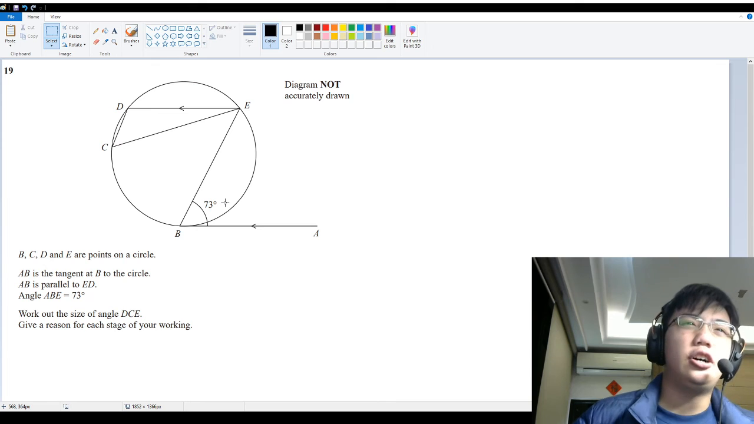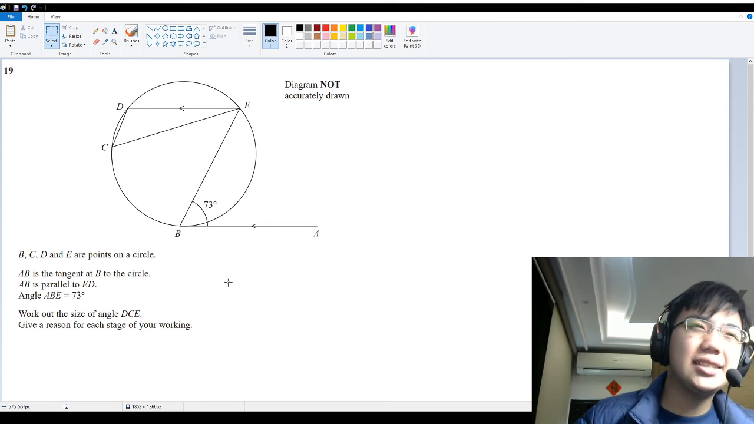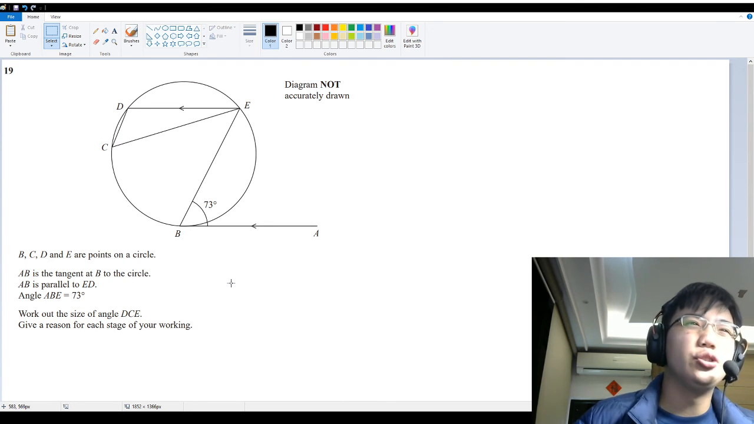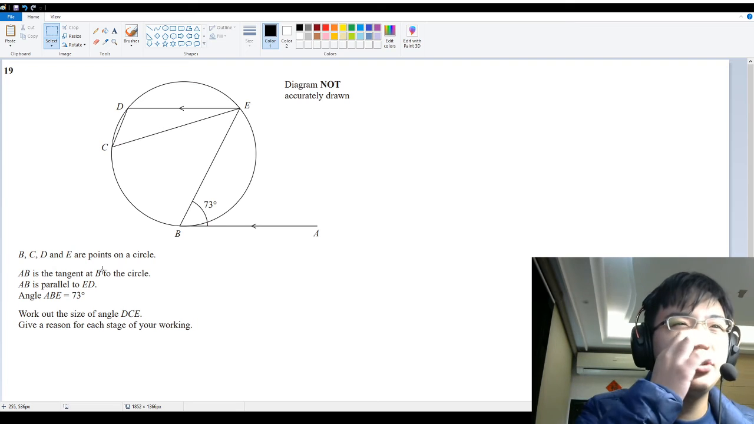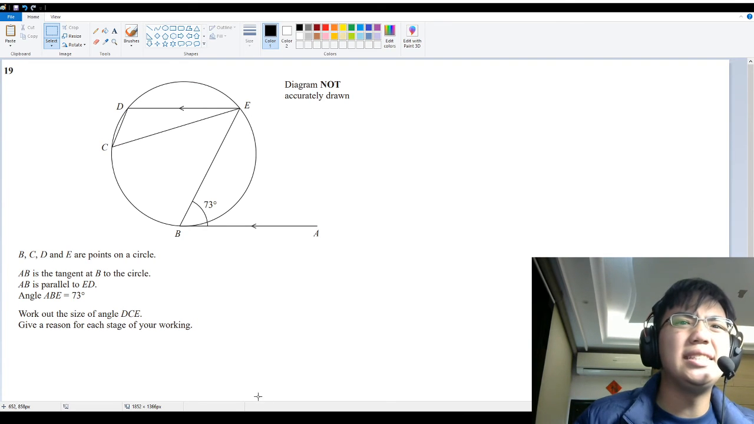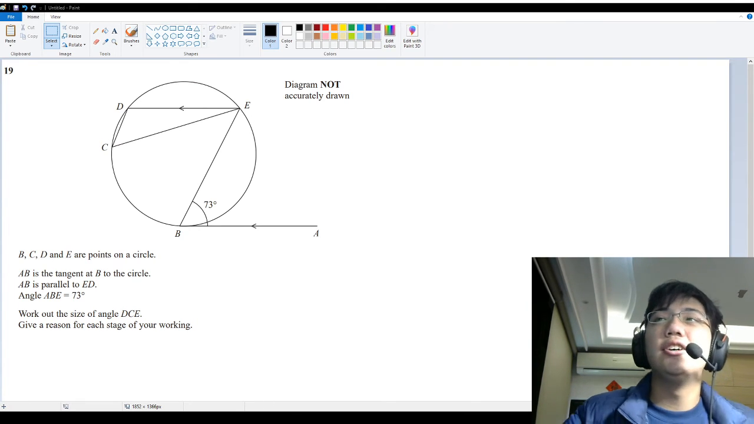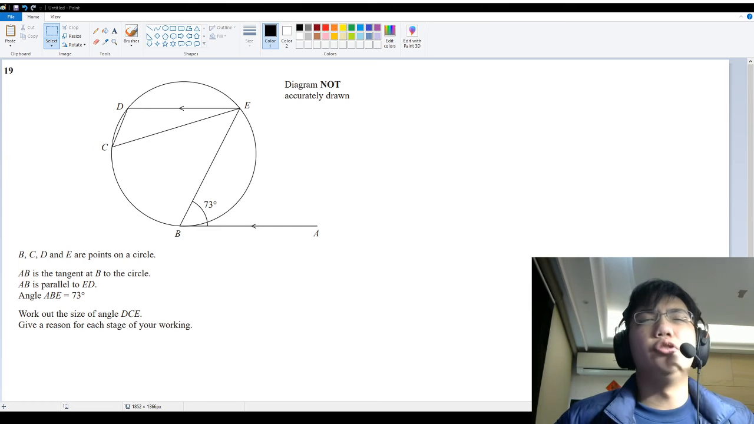On to question 19, which I've already pasted onto this MS Paint document, where B, C, D, and E are points on a circle. AB is a tangent to the circle at B, and AB is parallel to ED. Angle ABE equals 73 degrees. Work out the size of angle DCE, and you have to give a reason for each stage of your working.